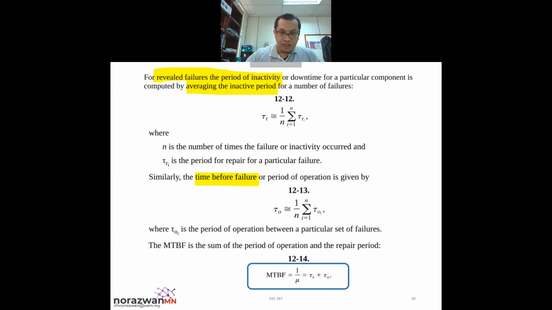Therefore, MTBF is still equal to tau R plus tau naught, or equal to 1 over mu. This is the equation or formula to calculate the MTBF. You can use 1 over mu or tau R plus tau naught, depending on your situation and your information. Alright, are you clear between the revealed and unrevealed failures and also how to calculate tau R and tau naught? Any question?